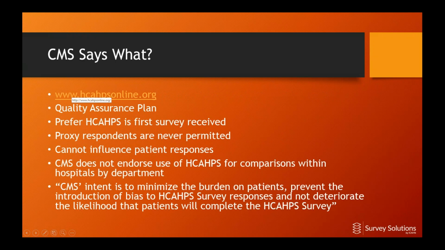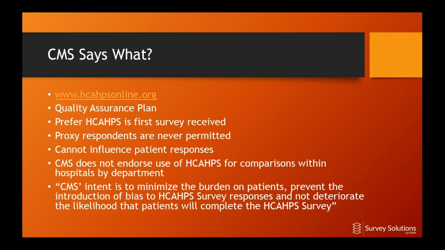All right, so what does CMS say? Well, CMS gives some very specific wording that we are allowed and not allowed to share with our patients and our family members. Just as a resource, if you go to hcahpsonline.org, this is where your vendors, or if you are a hospital doing this yourself, you find all your information. Within that, there is a section called the Quality Assurance Plan. And that is the location of all the guidance that CMS allows.